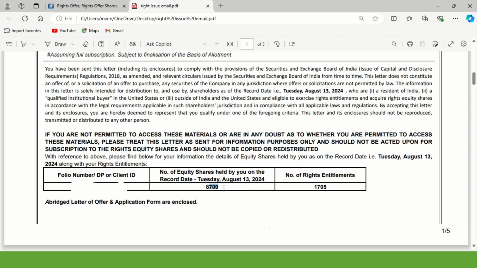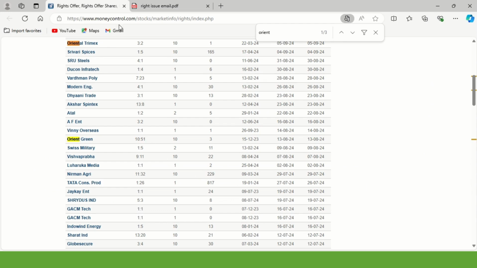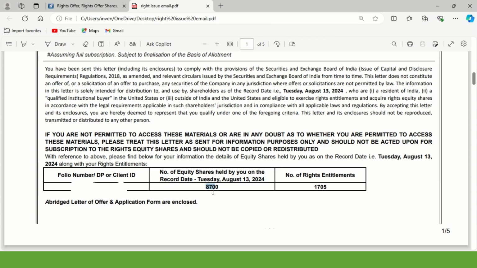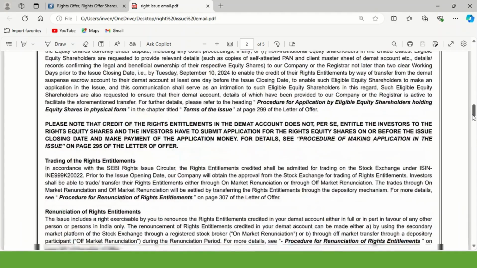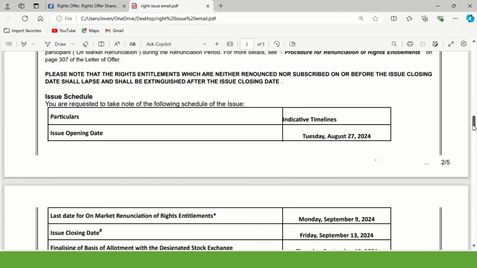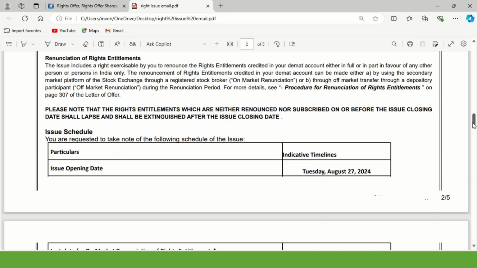Then based on that you multiply by 10. 8,700 divided by 51, because how many shares we need to hold is 51, right? So 8,700 divided by 51, and multiplied by 10 shares is what we will get. That 10-share calculation is what they put as 1705. And under that, these are all the statements you have to read carefully.